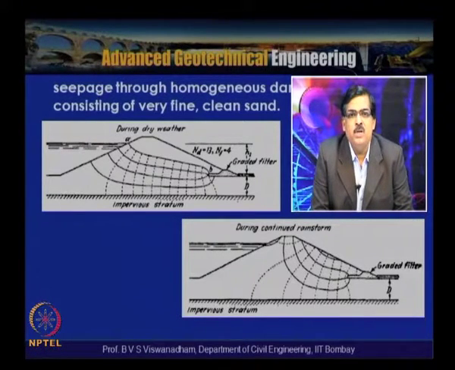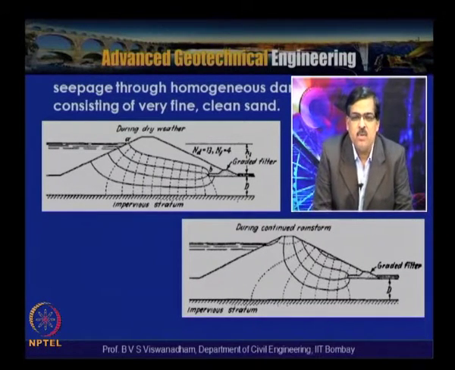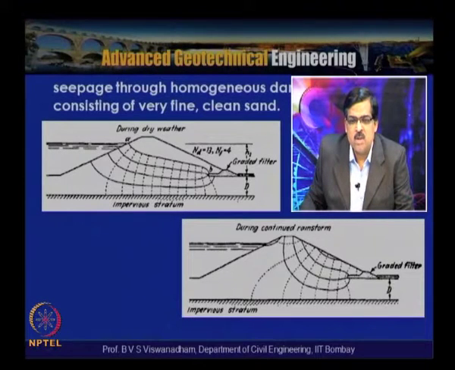Suppose we have a condition of continued rainstorm, then there is a possibility that the flow net construction will change, leading to instability of the dam because of seepage failure. Because of the continued rainstorm, there can be a possibility that this type of complete saturation can take place, and the flow net can change the way it is shown schematically here, and that can endanger the stability of the earthen dam or homogeneous dam in question.